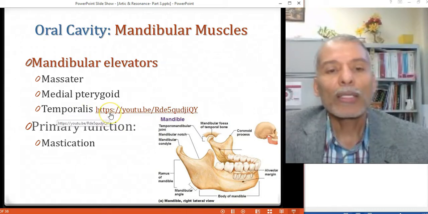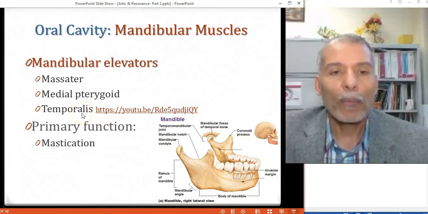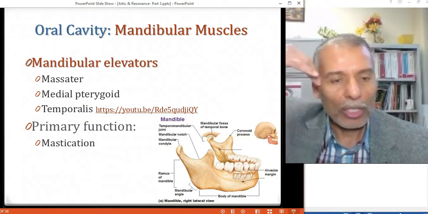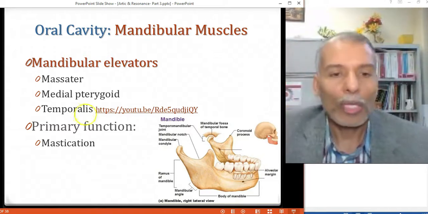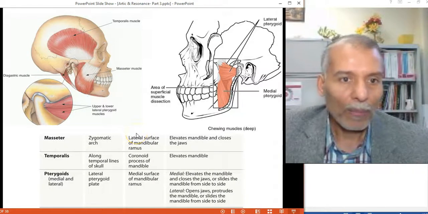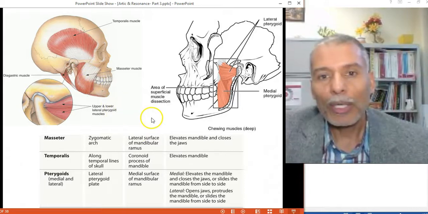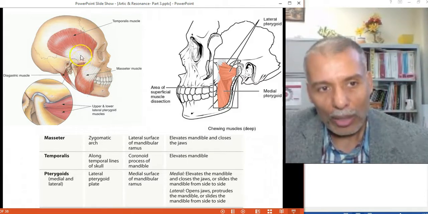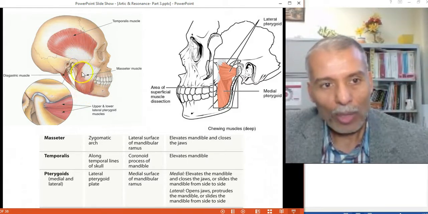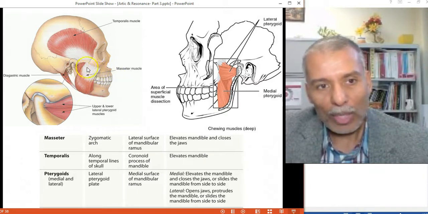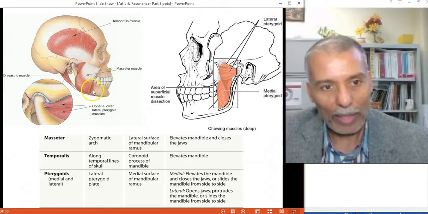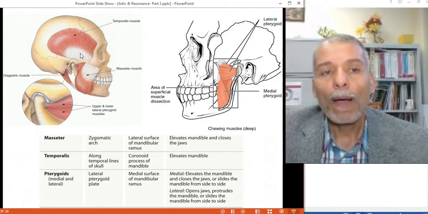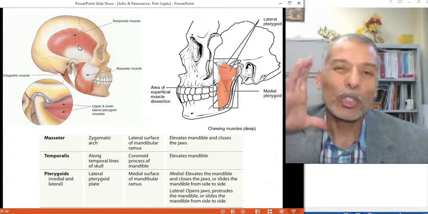And then the temporalis. This is the most powerful muscle that originates in the temporal bone here, goes down, changes into a tendon, and inserts onto the mandible. You can see it here, but you wouldn't see the insertion onto the mandible. But if you take out the masseter, you are going to see it beneath the masseter here. So this is the most powerful muscle of the mandible, and it is what makes you bite.